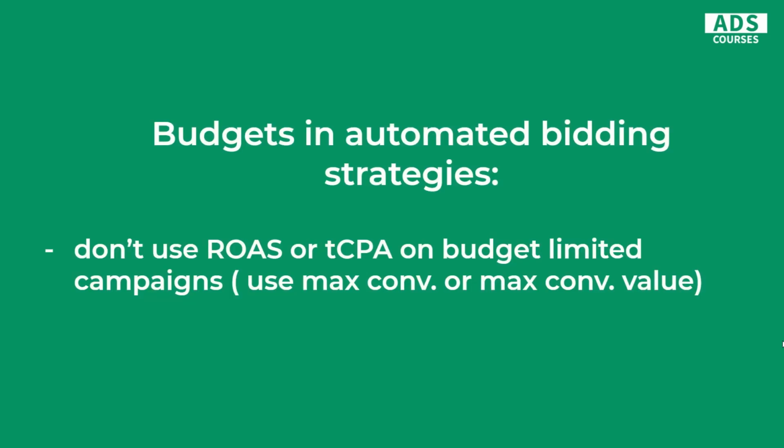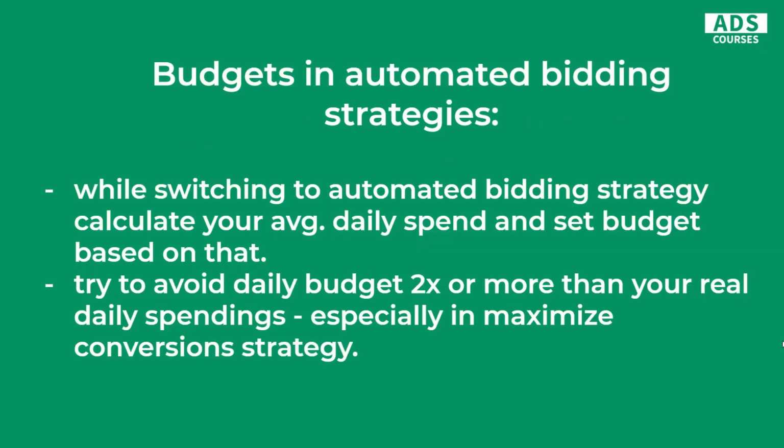Now I want to give you some tips when it comes to budget settings in automated bidding strategies. First of all, don't use ROAS or target CPA on budget limited campaigns. When you're limited by budget, simply use maximize conversions or maximize conversion value. Another one is while you're switching to an automated bidding strategy, calculate your average daily spend and set budget based on that. Don't set up your budget at 2 or 3 or more times your real daily spendings, especially in a maximize conversion strategy, because you will actually overspend, and your CPA will go up for sure.